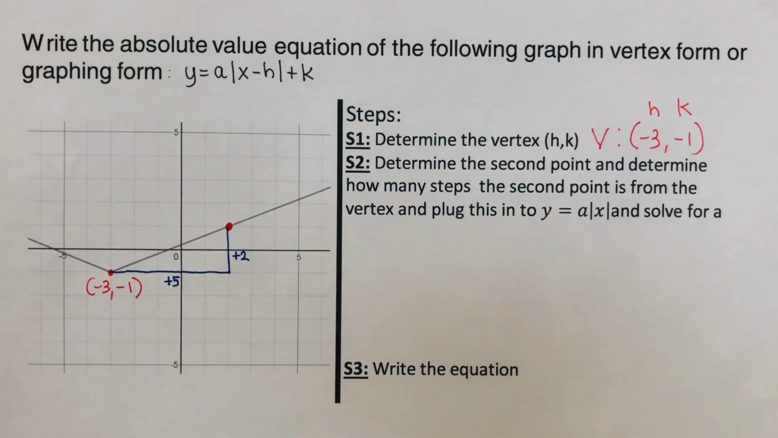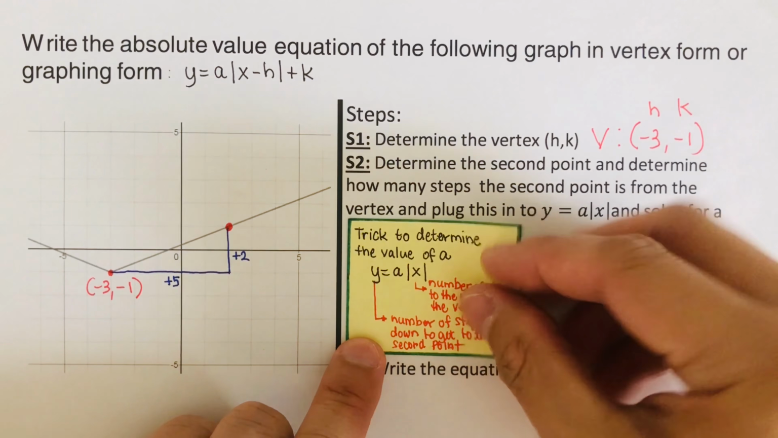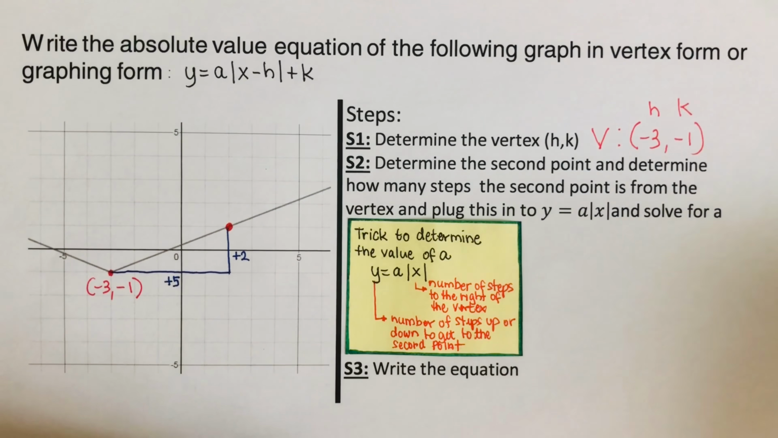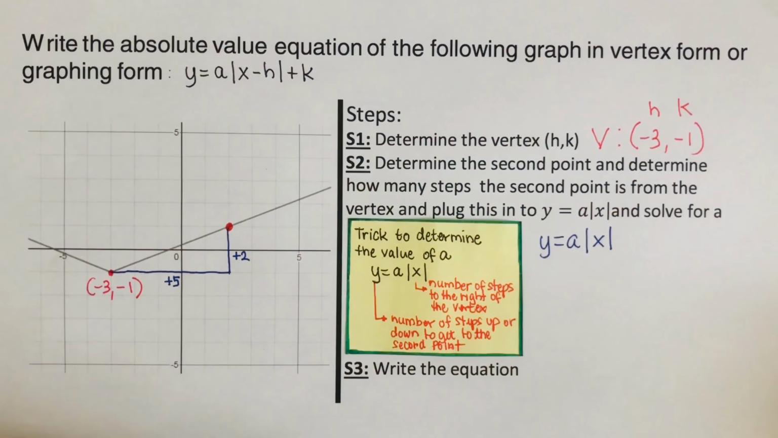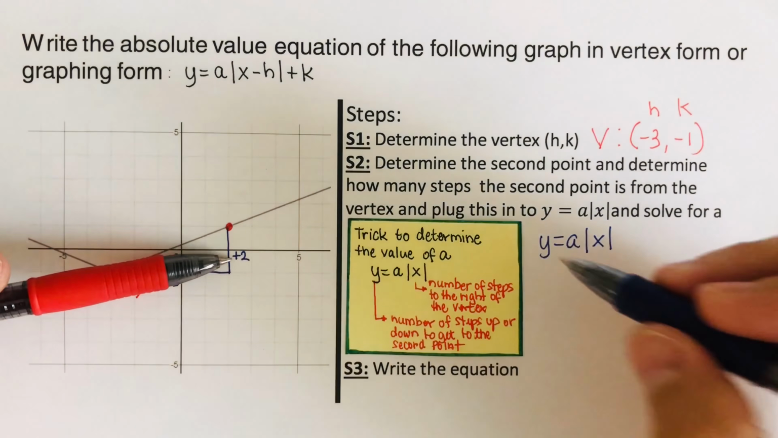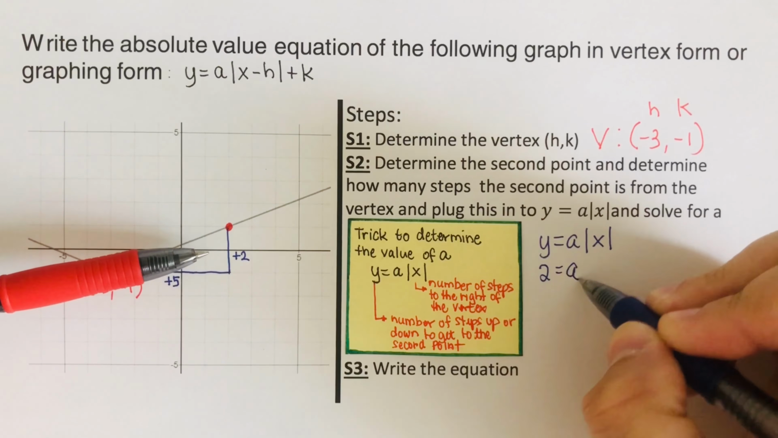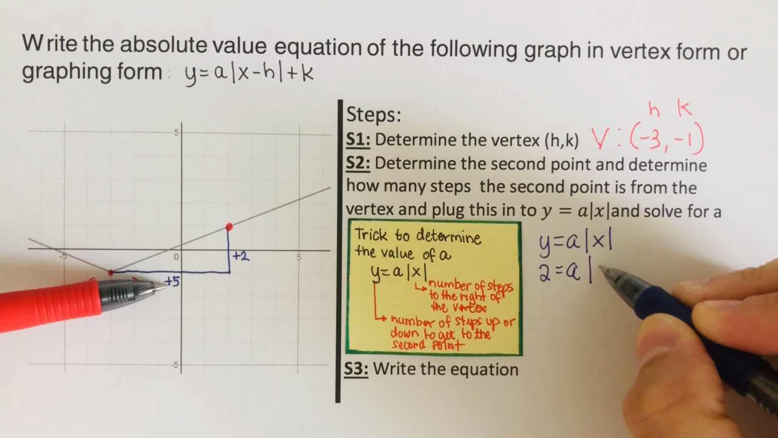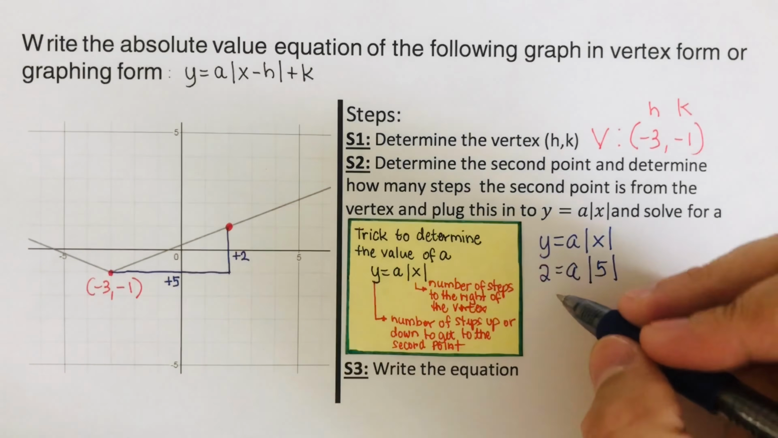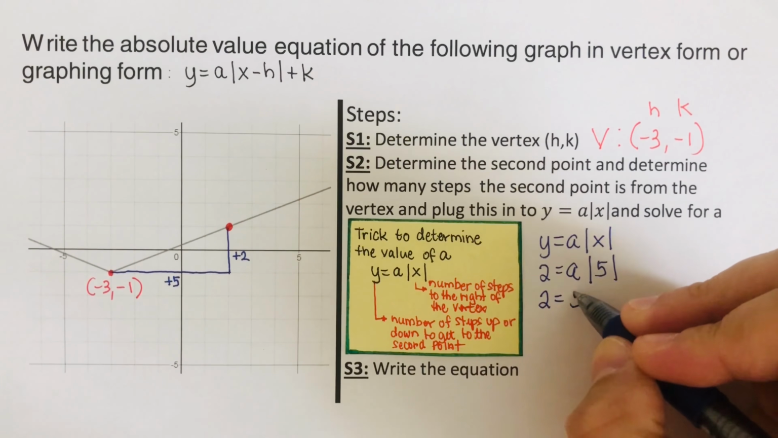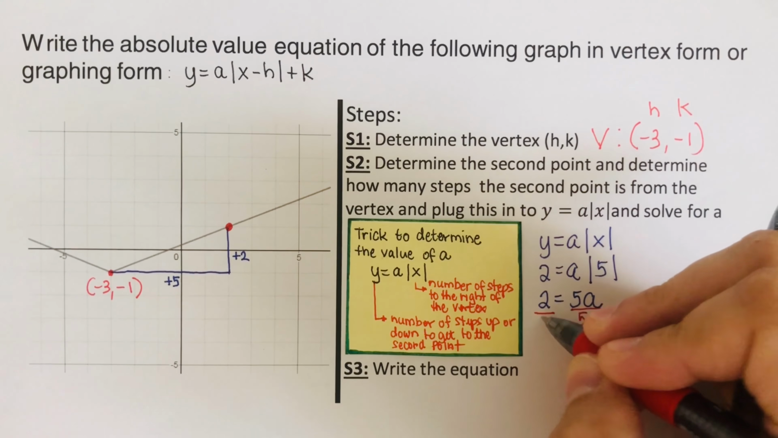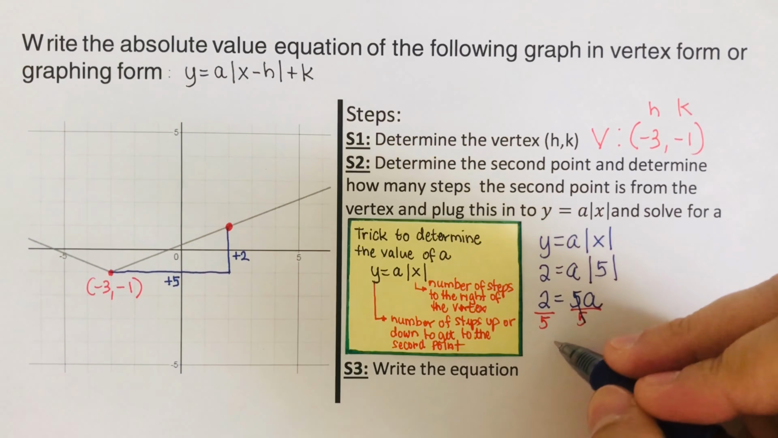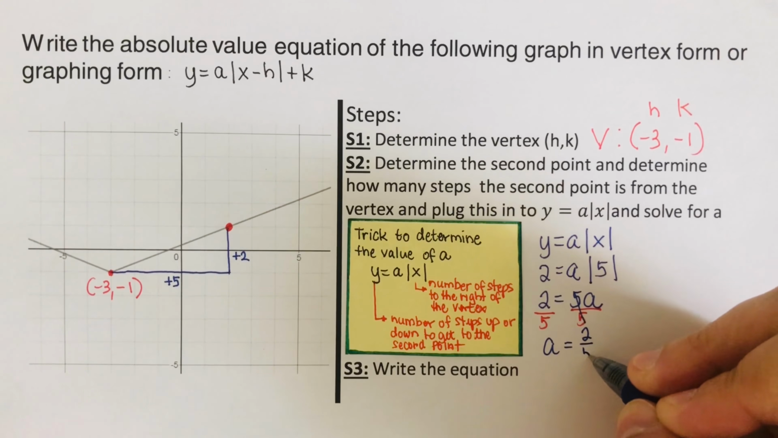So then again, we are going to use the trick that we did from the previous problems. That is, we use this equation right here. So that would be y equals a absolute value of x. Our y here is 2. And then we don't know the a. Our x is 5. And so absolute value of 5 is just 5. So 2 equals 5a. So then we divide both sides by 5. So then we can go ahead and say a is equal to 2/5.